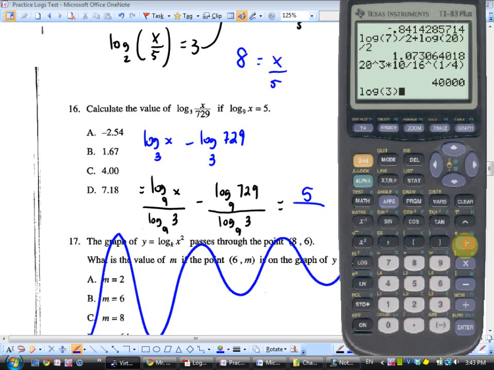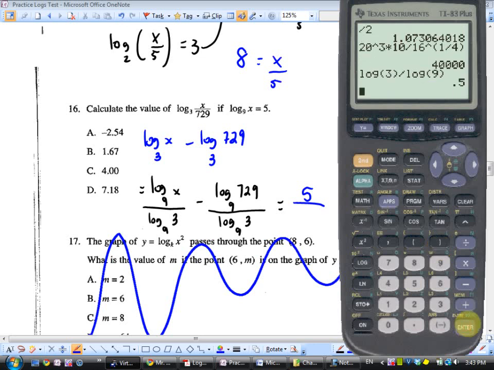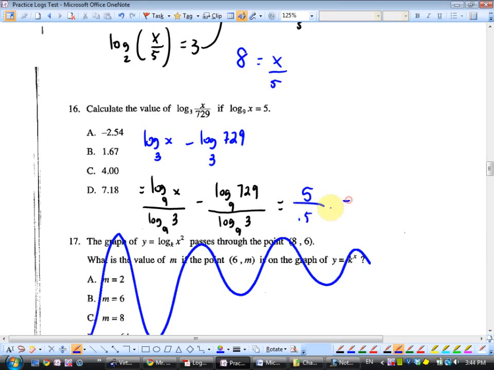Log 3 divided by log 9. That was our base change to find different bases. You do get 0.5, yes? Don't all try it at once. Okay? Right? We're good? Okay, it is base change. Anytime I give you a weird base like that, you can evaluate it on your calculator by going the log of the top thing divided by the log of the base. This is 5 over 0.5 minus, what the heck is the log base 9 of 729?